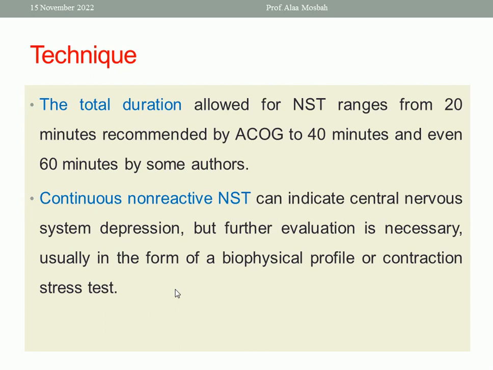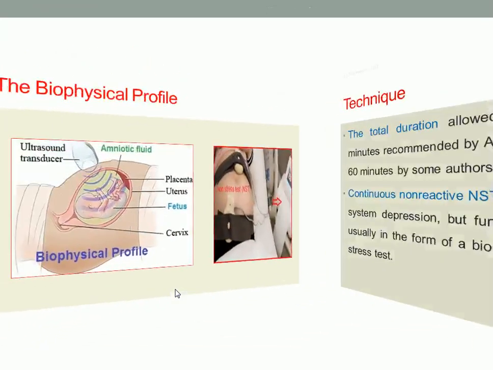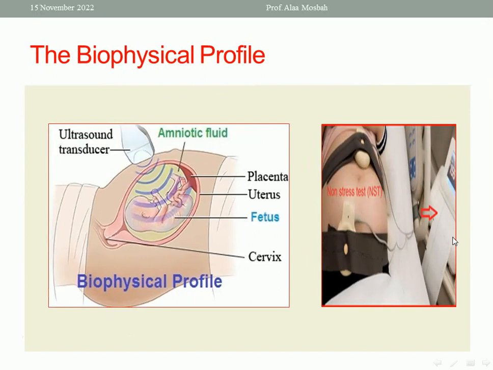What about the continuous non-reactive non-stress test? It indicates central nervous system depression. But further evaluation is necessary, usually in the form of what? Biophysical profile or contraction stress test. So let us go to the biophysical profile. We did a non-stress test for a woman, and we found it non-reassuring or non-reactive. Then we are going to do the biophysical profile, another item of fetal well-being testing.